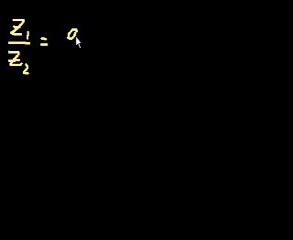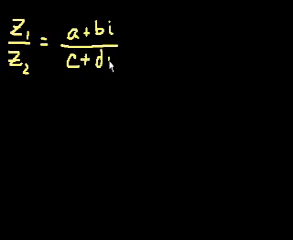Now the last operation, when you divide complex numbers, gets a little bit interesting and maybe a little unintuitive. So what happens if I divide z1 by z2? Once again, that equals a plus bi divided by c plus di. How do I divide this? Well, we're going to use a property that hopefully you learned in algebra.